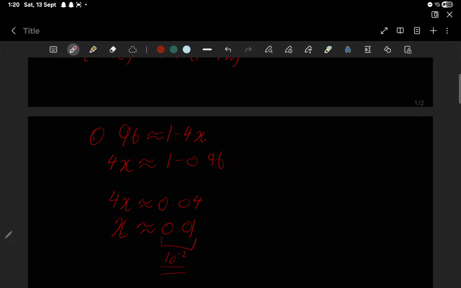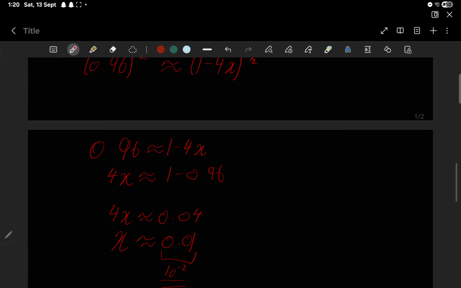So when we substitute 10 to the power of negative 2, what are we going to get? We are going to get the expression for radical 0.96. So by substituting x equals 10 to the power of negative 2, you're not going to find radical 96, you're going to find radical 0.96. Then we multiply it by 10 to get an approximation for radical 96.